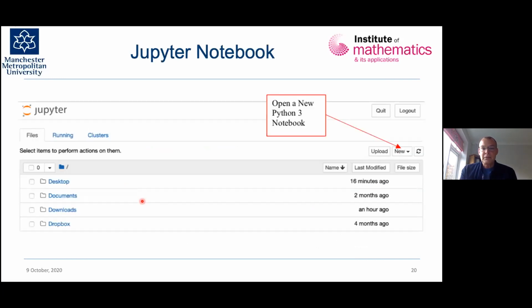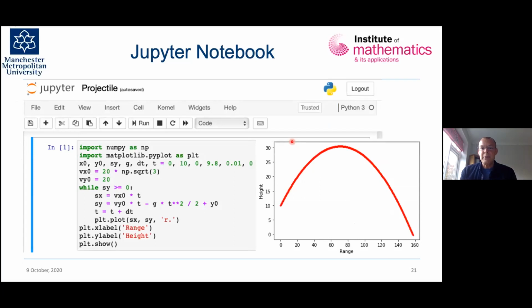I'm just going to now show you what a Jupyter Notebook looks like. So from within Anaconda, you can click on the Jupyter Notebook icon, and you'll get a page like this. And then you can open a new Python 3 notebook by clicking on that button there. And this is what it looks like. So here we have a Jupyter Notebook with a program. And to run this program, you'll see there's a button above here. You hit this button here.